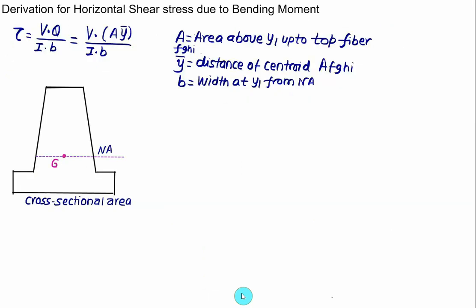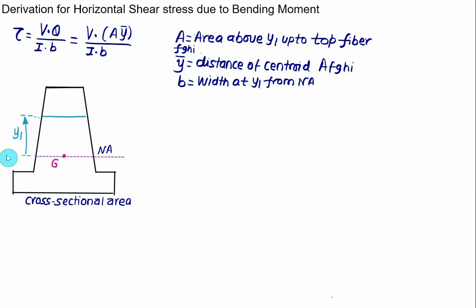I will explain the procedure of how to find the shear stress one more time. Whatever the section is given to you, first of all you have to locate the neutral axis. Let's say we have this section and we have located the neutral axis and we have centroid equal to G. We are interested to find out the shear stress at a distance equal to y1. So let's mark here this fiber, and we are interested to know what is the shear stress at this fiber. So let's mark here this distance equal to y1.